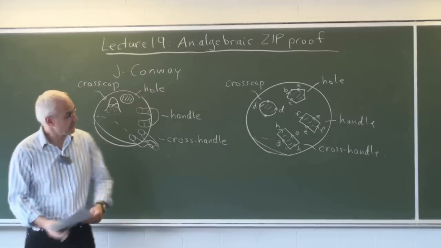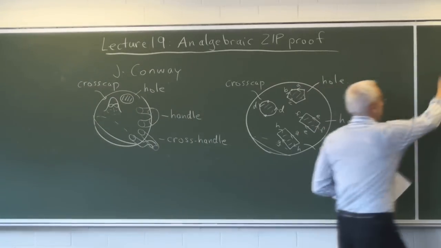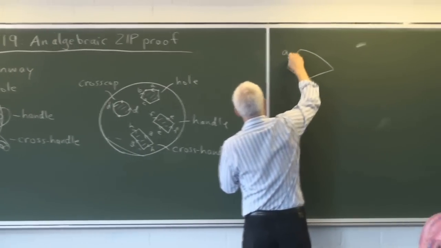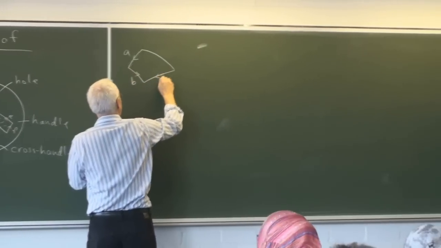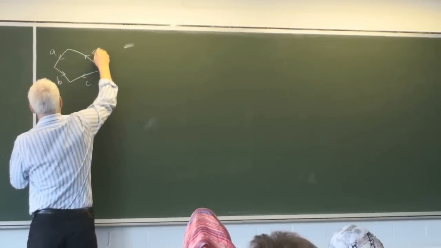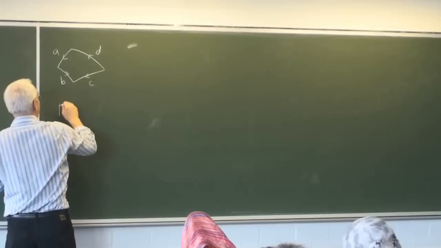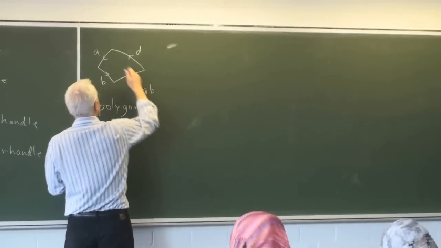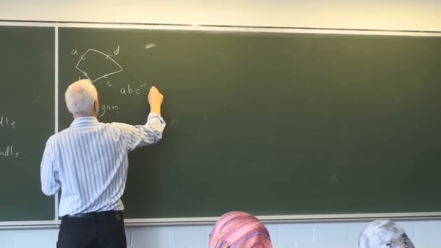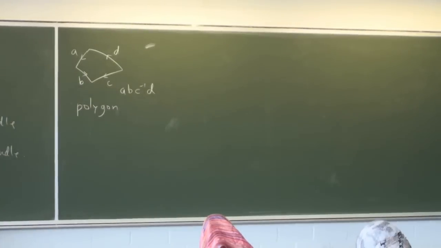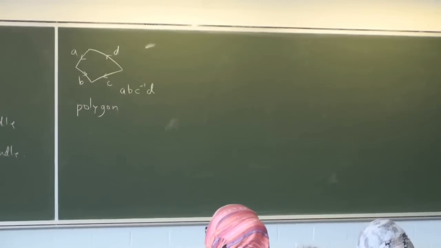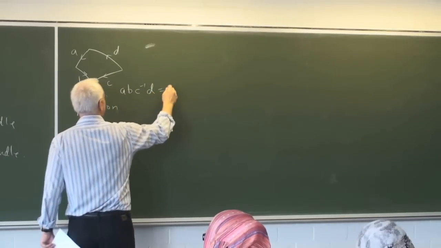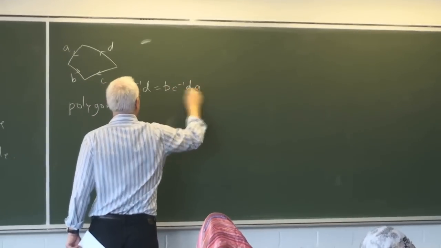So Conway's idea is that instead of starting with lots of polygons, for example, let's have an example of a polygon. So this is the basic kind of object that we used in our traditional proof, a polygonal piece like this. And we had a word associated to it, say A, B, C inverse D. That was the word of the polygon. And there was also a little bit of ambiguity. We could rotate around. So this is by definition the same as B, C inverse D, A. It doesn't matter where you start.